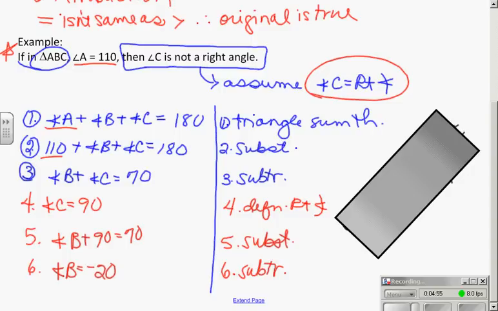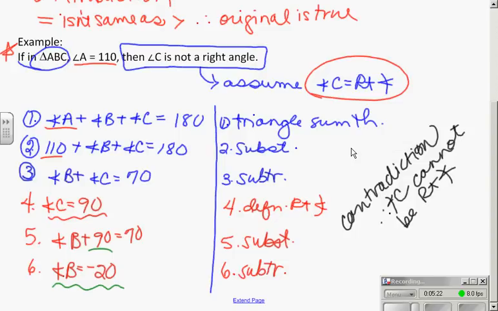I'm going to subtract 110 from both sides to get B plus C equals 70. Now, my false assumption is that C is a right angle, so now I can write that angle C equals 90 by definition of right angle. When I do that substitution, you can see the contradiction begin to emerge. And when I get to the bottom, that B is negative 20, it can't possibly be a negative value. Then I have a contradiction. I can't have a negative B, therefore C cannot be a right angle and must be something else.